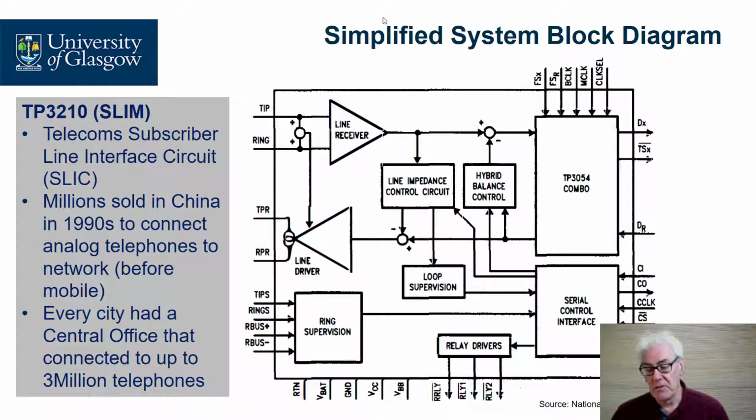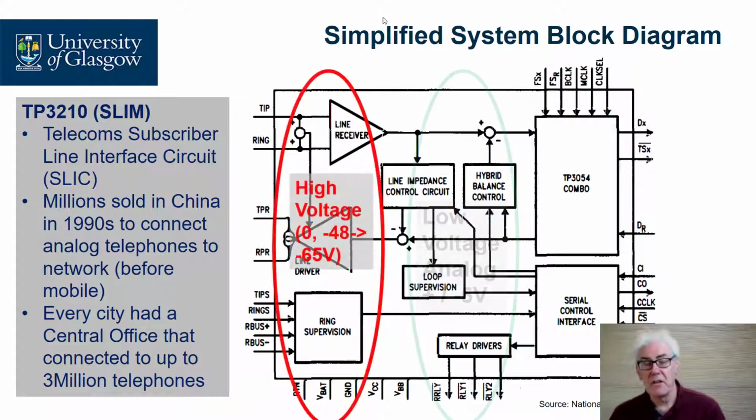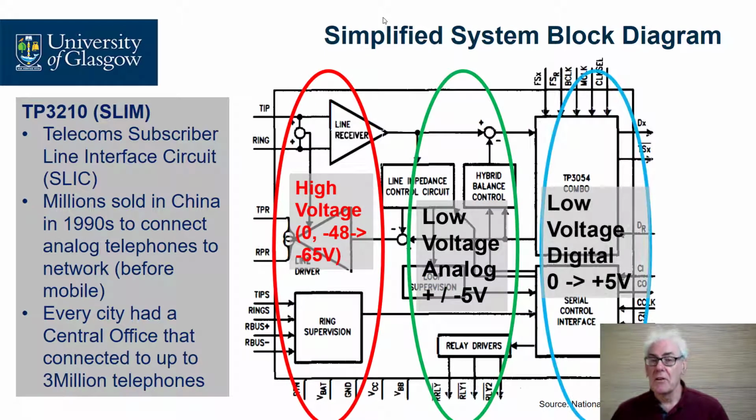And these systems went into a building called a central office, sometimes called a telephone exchange. And every city had a central office and connect up to anything up to 3 million lines. In this system, it consists of roughly 3 parts. There's a high voltage analog part, a low voltage analog part, and a low voltage digital part.